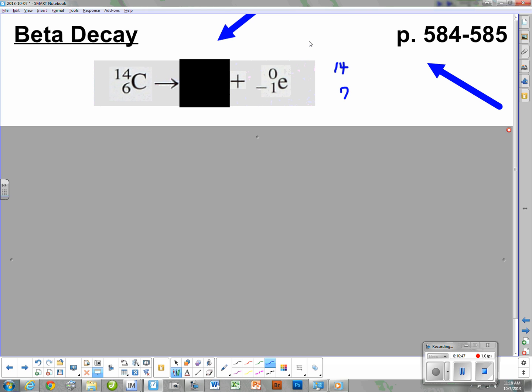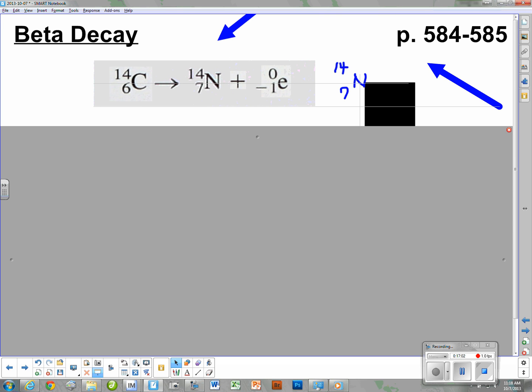Sorry, I spaced out there a minute. All right, now we look on the periodic chart. Who's element number 7? That's where we get our symbol. Nice, huh? That's how it works. Okay, and as we see, that's what's under there.